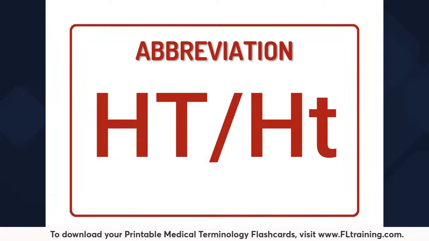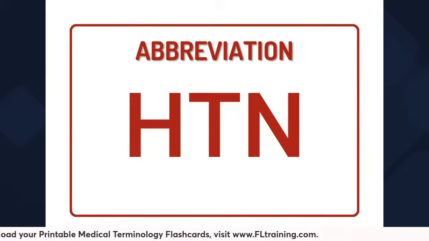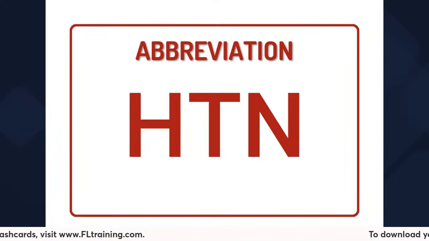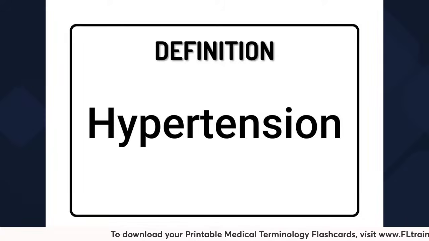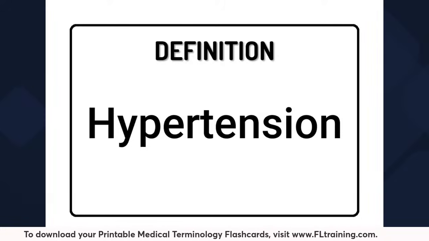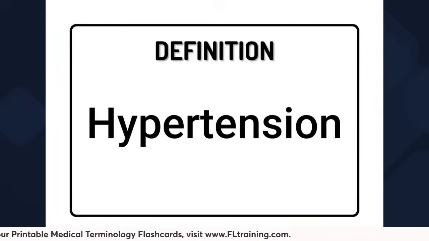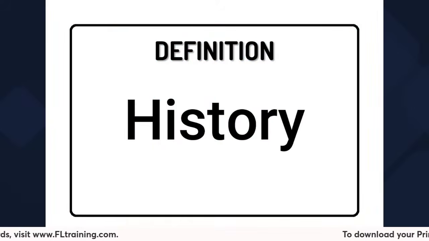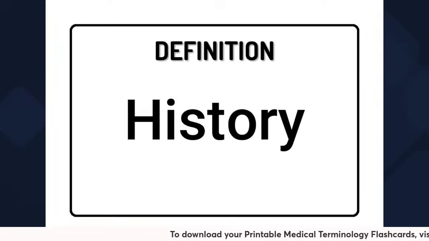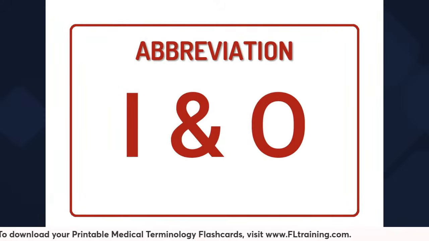HT is the medical abbreviation for height. HTN is the medical abbreviation for hypertension. That is when the systolic blood pressure, the top number, is greater than 140, and the diastolic, or the bottom blood pressure, is greater than 80. HX is history. What is your patient's medical history? Such as, did they have a history of cancer or cardiovascular disease?